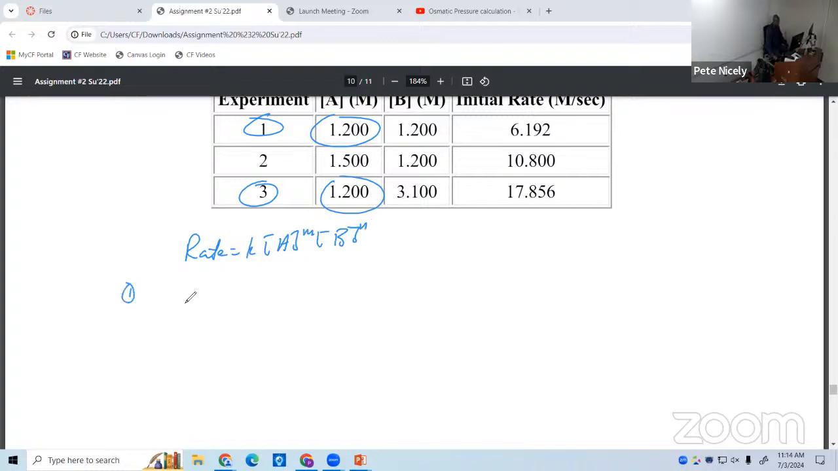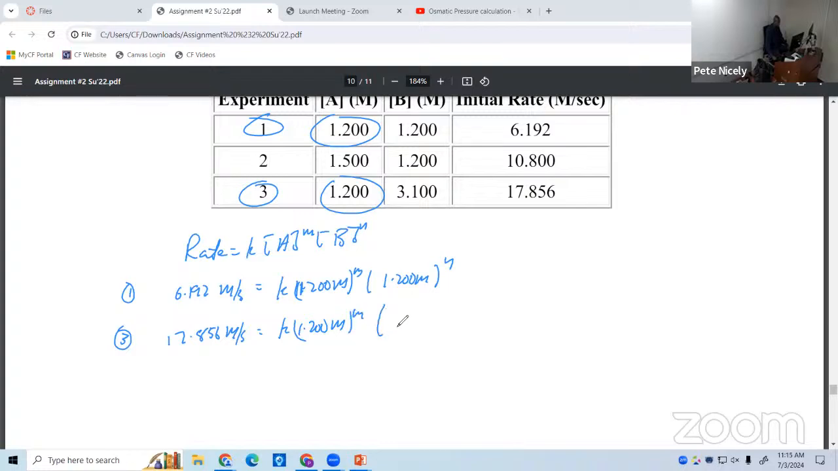And then for experiment 1, the rate is going to be 6.192 M/s equals K times the concentration of A raised to the M. The concentration of B is the same thing raised to the N. And then for experiment 3, that's going to be 17.856 M/s equals K times 1.200 M raised to the M. And for B, it's going to be 3.100 M raised to the N.